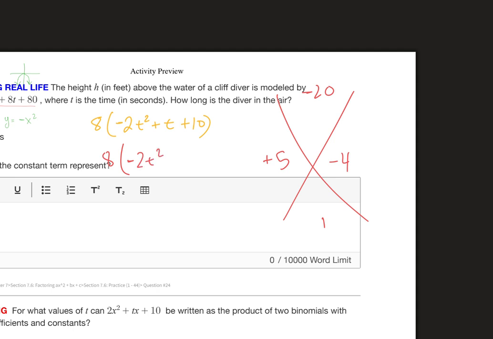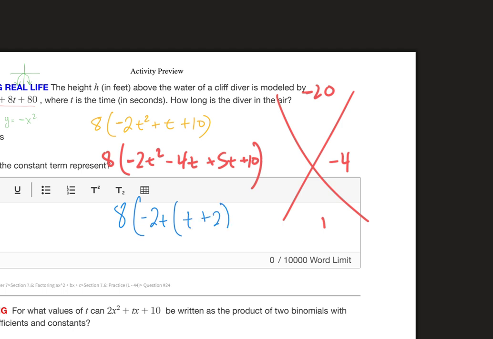negative 2t squared minus 4t plus 5t. And then I'm going to go ahead and write plus 10 and close it. These got a little too scooched in there. Don't think that they have anything to do with each other. In fact, here. There we go. Next, let's do some factoring. 8 times negative 2t will give us t plus 2. And then let's factor out a 5, and that is t plus 2.